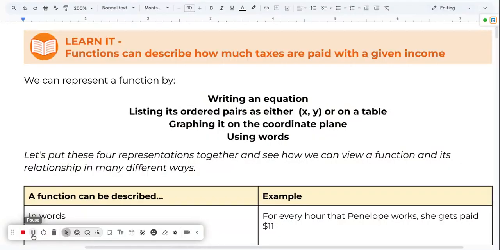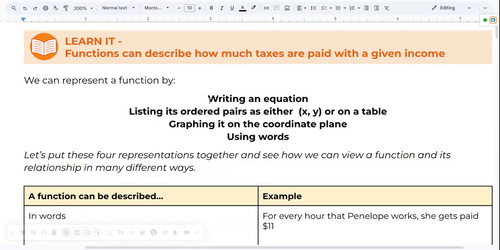Hey students, this is a personal finance class for math credit, so we'll be learning some things about functions and how they relate to taxes. We're going to start off by looking at 4 ways to write a function.